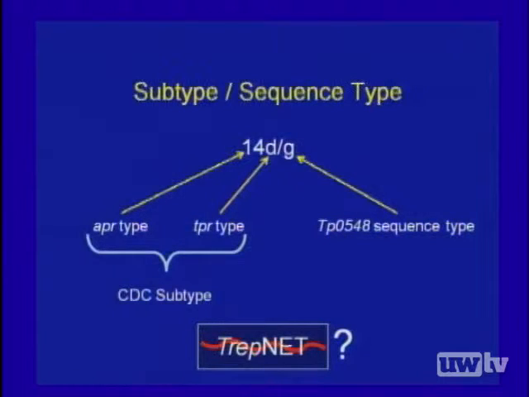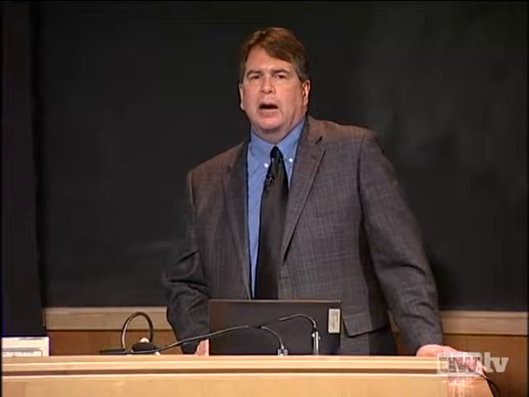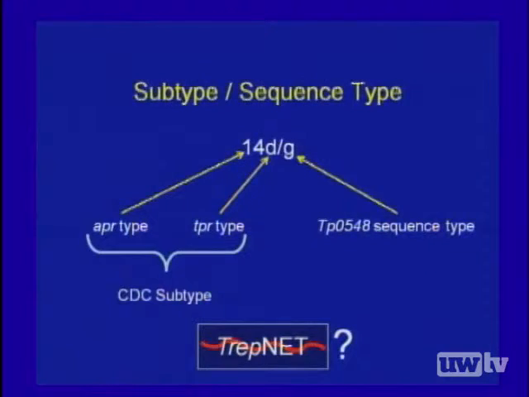We have a CDC subtype on the left that shows the APR type. Okay, that was the variable copy number tandem repeat. The TPR type, which is the product of an RFLP, and then the sequence type that was added. So we now have this capacity, and this is a brand new technique. That has not been, well, actually, Sheila's paper does talk a lot about it in terms of the epidemiologic investigation. So, do we have a TrepNet coming down the line to parallel PulseNet?